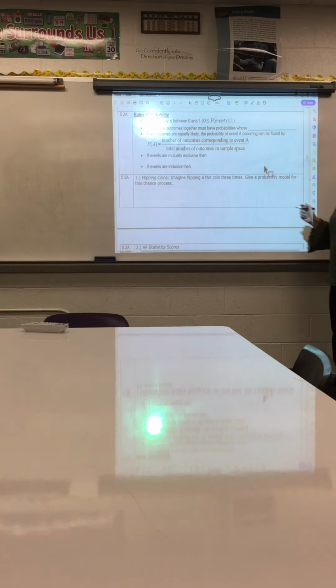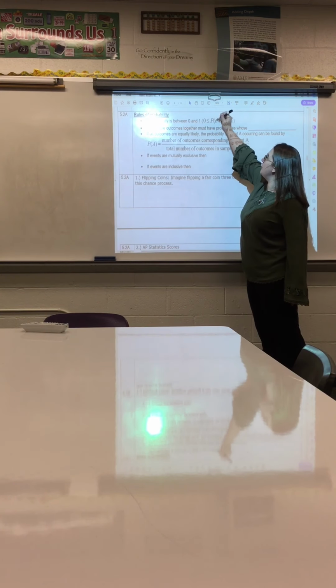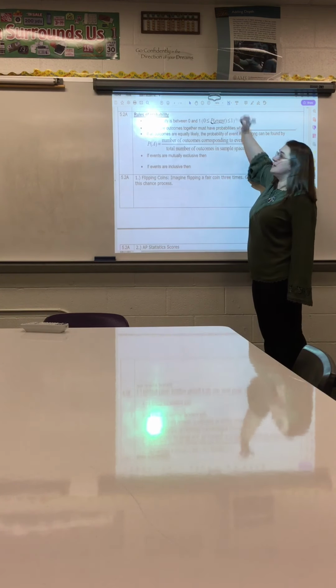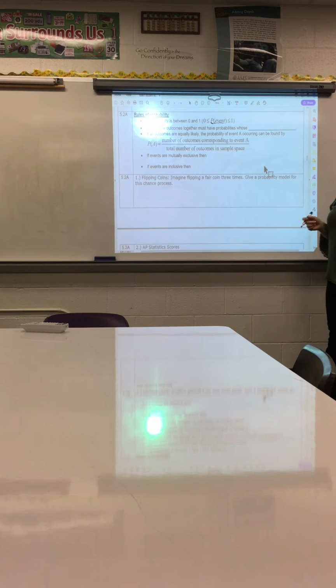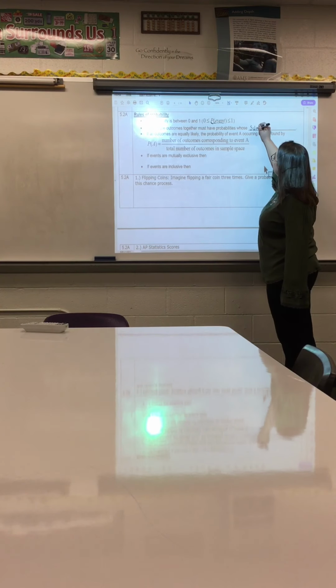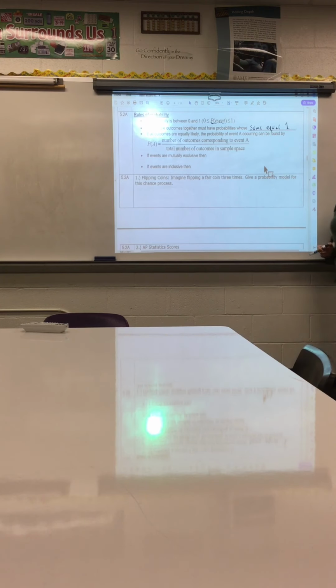All probability is between 0 and 1. So we would say that 0 is less than or equal to the probability of any event, which is less than or equal to 1. All possible outcomes together must have probabilities whose sums equal 1. If all outcomes are equally likely, the probability of an event A occurring can be found using this formula. You don't have to know the formula, just know the process.